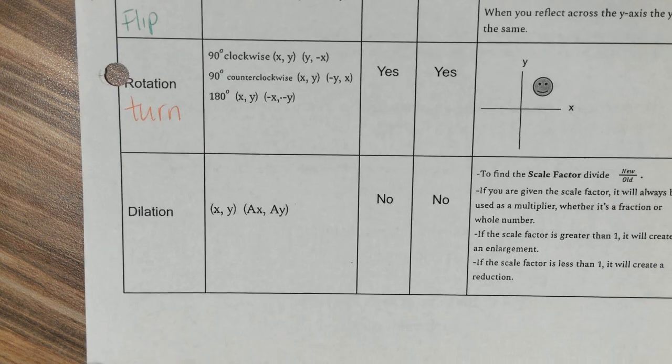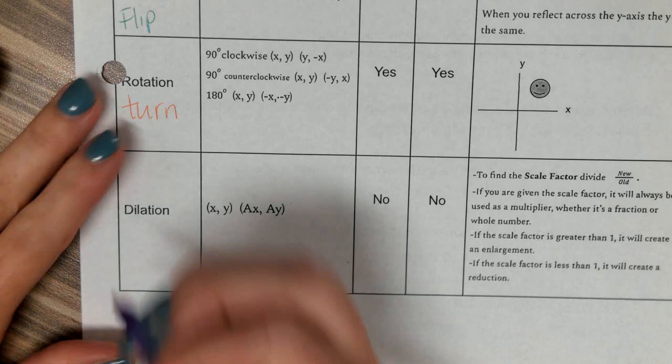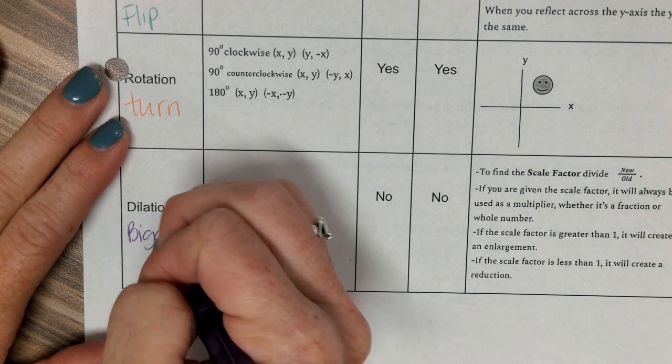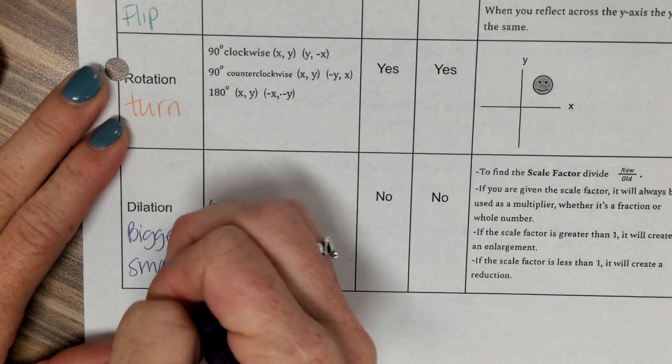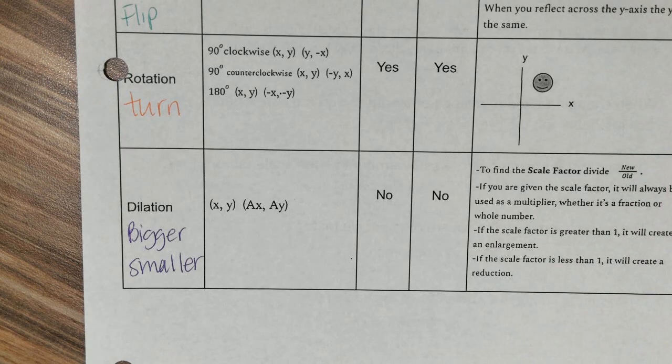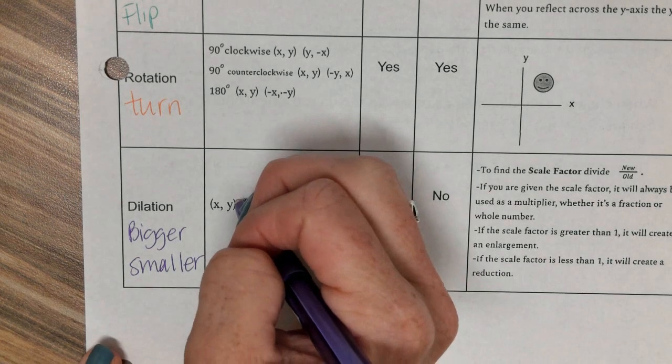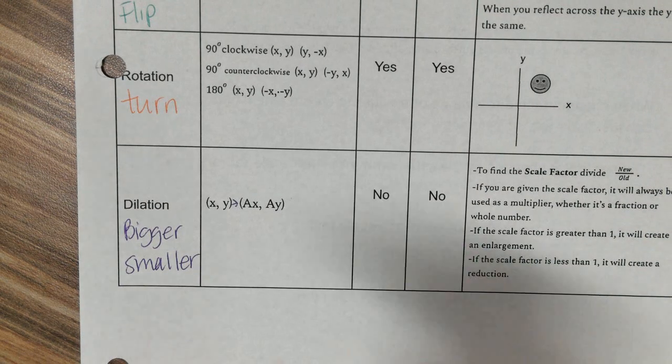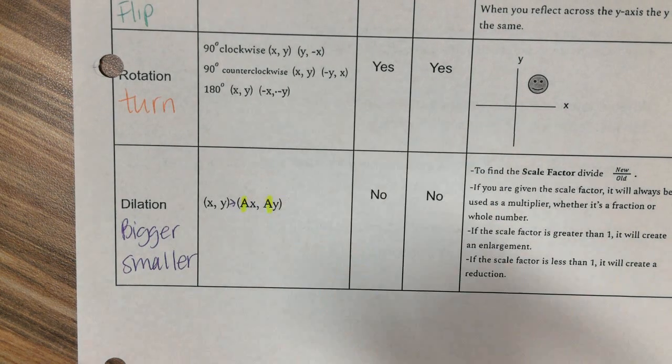All right, a dilation is the only rule that does not preserve congruence. Okay, go back to dilation. A dilation makes a shape bigger or smaller. That's why it does not preserve congruence. It is where you take the x and y and you multiply by the scale factor.